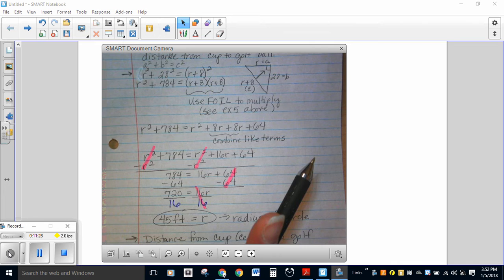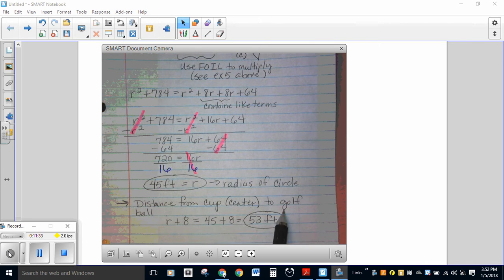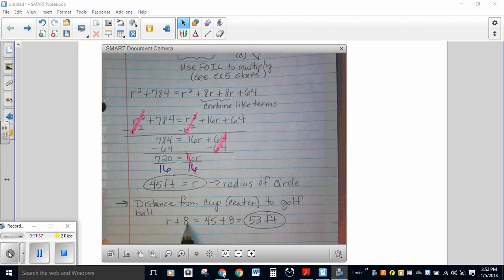The second question says, what is the distance from the cup, which is the center, to the golf ball? And remember, we had to add. We used segment addition postulate. r plus 8. So 45 plus 8 equals 53 feet.